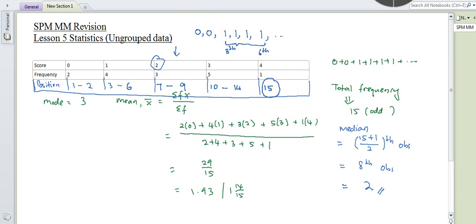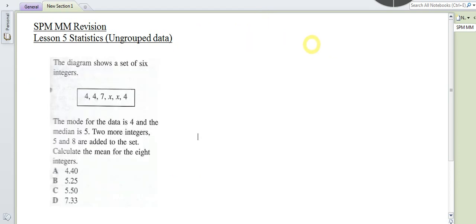Okay, let's go to some more complicated questions. We look at this question. Sorry if the diagram is not clear. I hope that you can see it. Here we have 4, 4, 7, x, x, and 4. The mode for the data is 4, and the median is 5, right? 2 more integers, 5 and 8, are added to this set of data. We want to calculate the mean for the 8 integers.